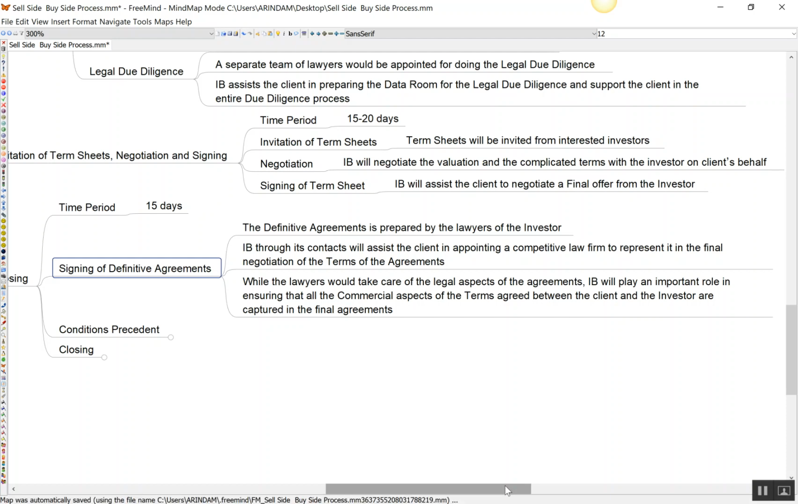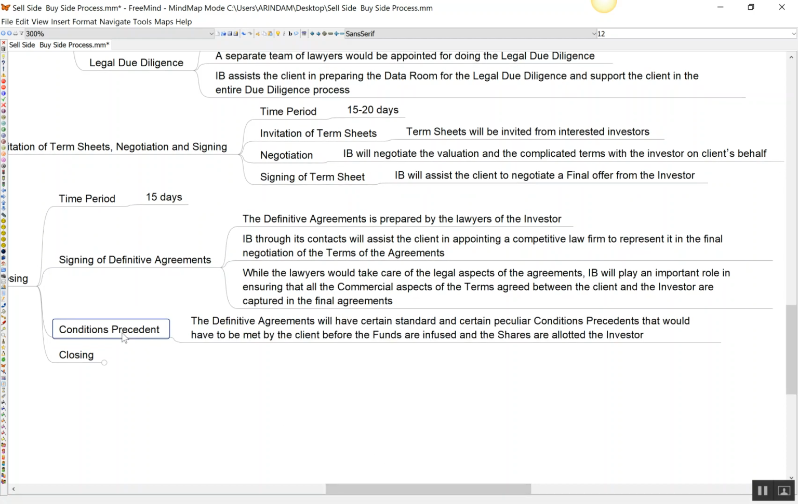While the lawyers would take care of the legal aspects of the agreements, IB will play an important role in ensuring that all the commercial aspects of the terms agreed between the client and the investor are captured in the final agreements. And then the conditions precedent. The definitive agreements will have certain standard and certain peculiar conditions precedent that would have to be met by the client before the funds are infused and the shares are allotted to the investor, right?